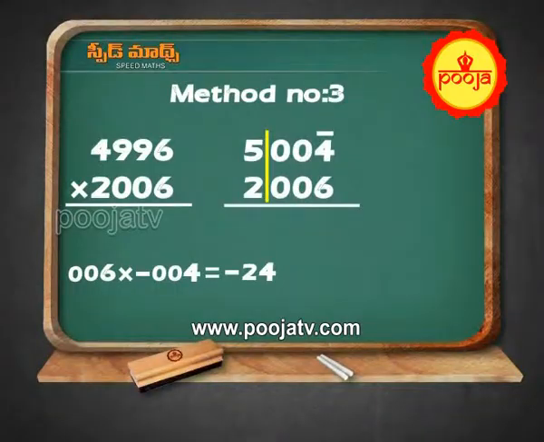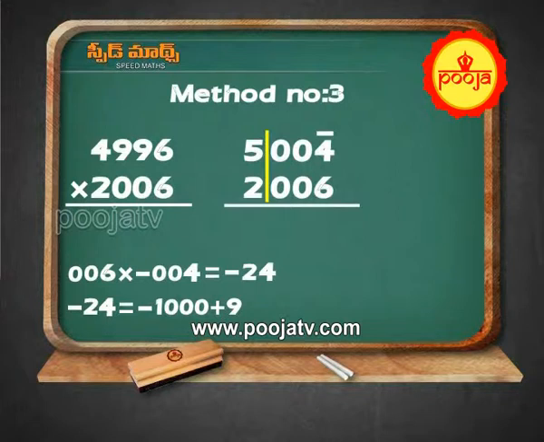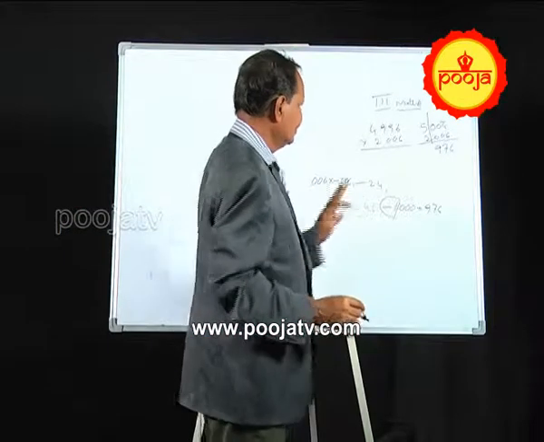You have to go for 1000 basis, because minus 24 you cannot write in the answer. So, you must go for 1000 basis here because we are operating with 4 digits. So, minus 24 equal to minus 1000 plus 976. Write it as 976. Minus 1 is outside. Zeros we do not consider.